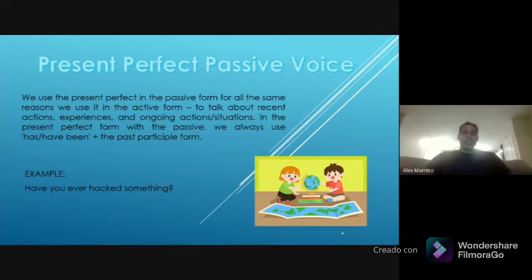Present perfect passive voice. We use the present perfect in the passive form for the same reasons we use it in the active form: to talk about recent actions, experience, and ongoing actions and situations. In the present perfect with the passive, we always use has been or have been and the past participle form. Example: have you ever been hacked?